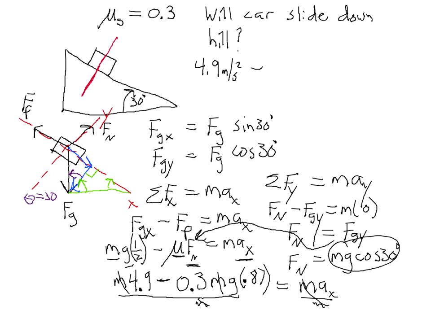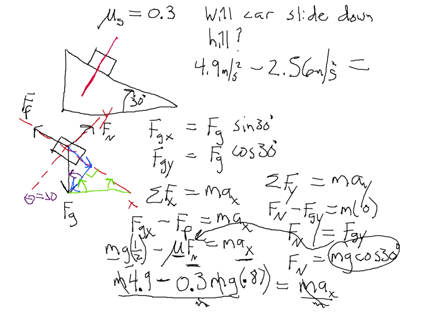So let's do that on our calculator. Okay, 0.3 times 9.8 times 0.87. And I get 2.56. So that term is 2.56 meters per second squared.